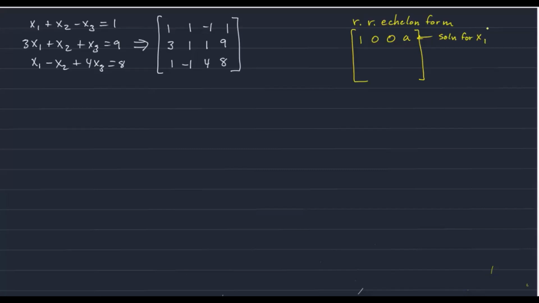Our next row, our 1 is going to be indented to the right by 1 column, and we'll get another constant that's yet to be determined, and that'll be the solution for x2. And then in the last row, the lead 1 is indented 2 columns, and the constant that is to be determined is the solution for x3. So this is the form we seek to transform this matrix to.